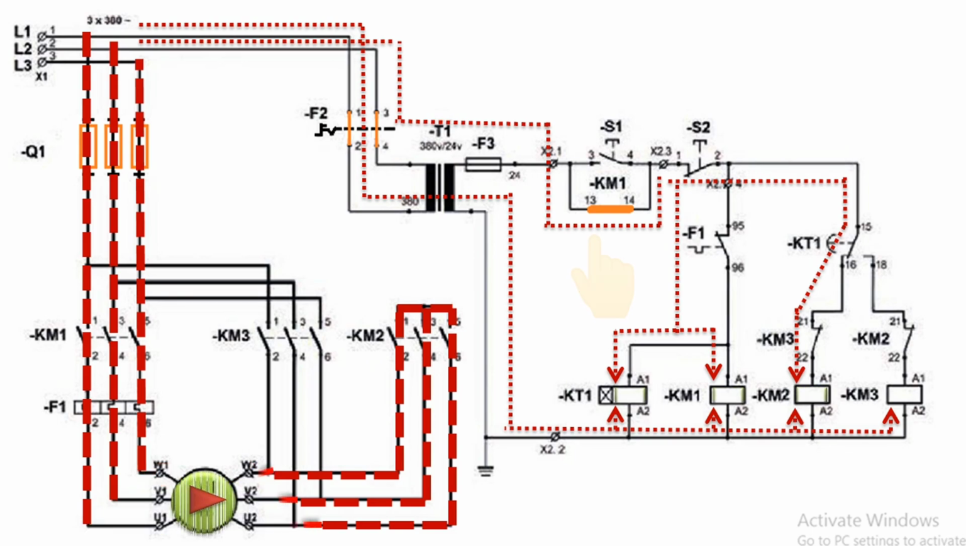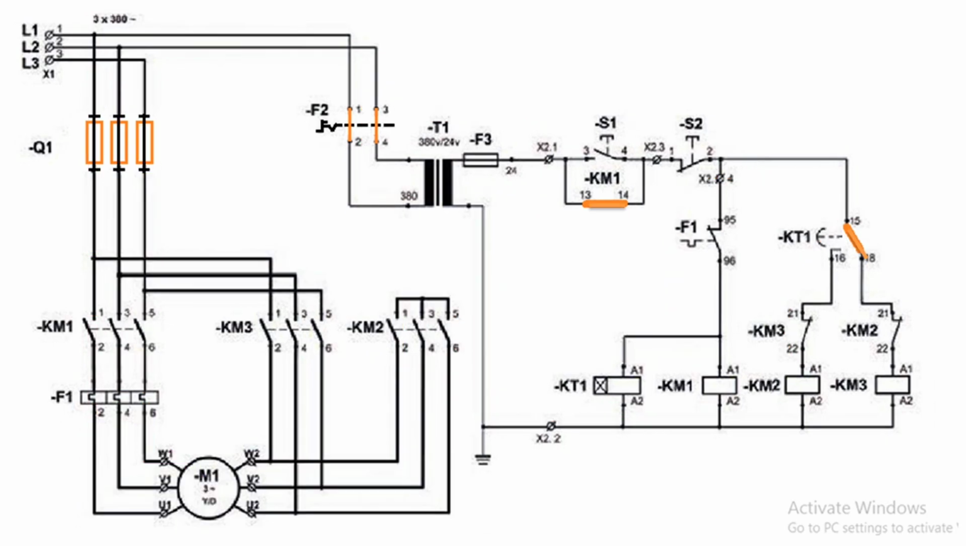Now the circuit path is the same. The only difference is the start push button S1 is now open and KM1 13-14 is closed. The motor will start running. First, the motor will start running in star connection, as you can see in the power circuit. In this condition, the KM2 contactor contacts in the power circuit will be activated. In star connection, the motor will draw low current.